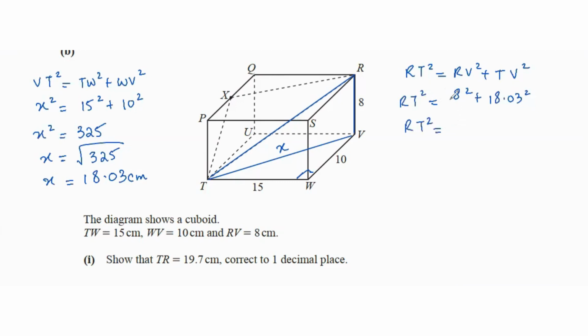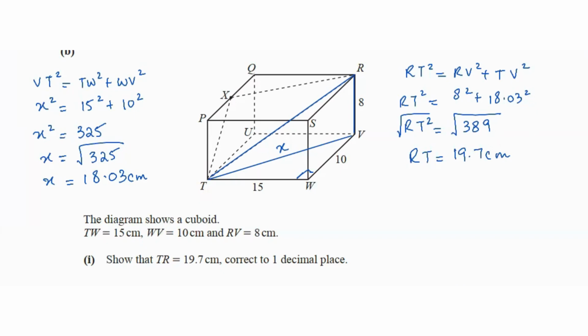RT square is 18.03 square, which is 325, plus 64. So square root of 389 is going to be 19.7, which is what the question was asking us to prove.